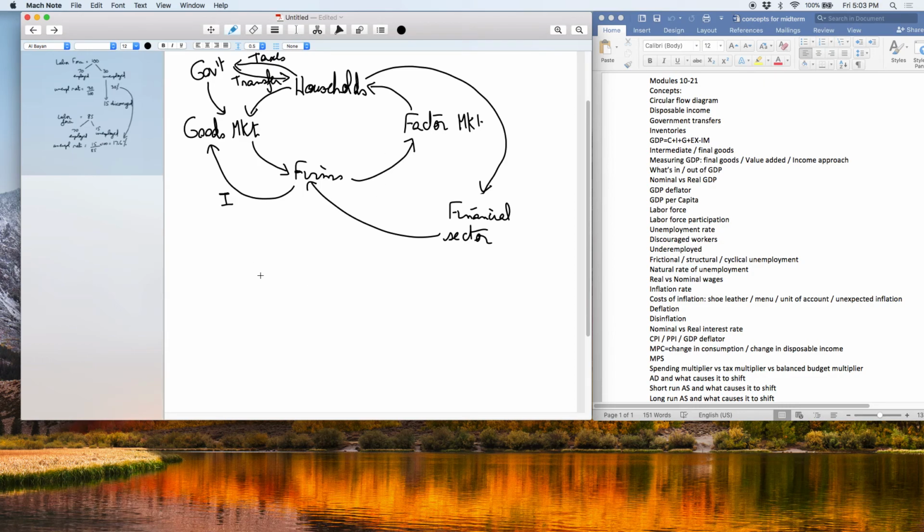Okay, we can include it or we cannot, but the point is that the circular flow diagram basically tells me how the money is flowing in this economy. Okay, all right, that was the first concept. I wanted to also define disposable income, which is income after you've paid your taxes and received whatever transfers you did from the government.